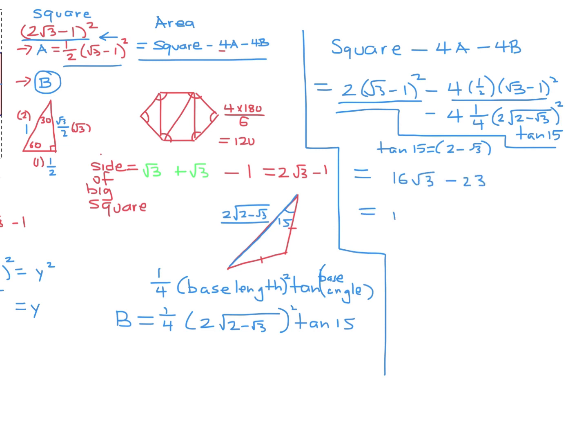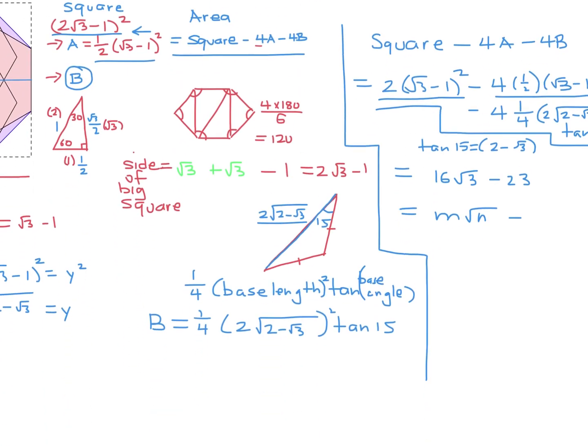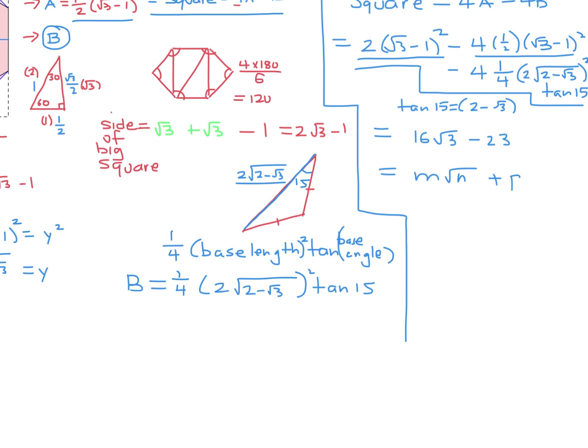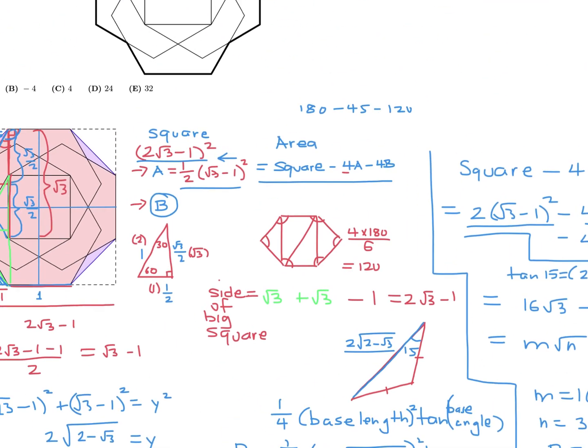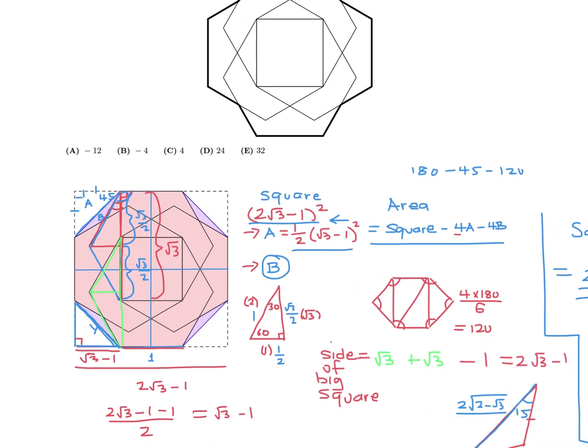Now they're saying that's equal to m root n plus p. Okay. So that means my m is 16, my n is 3, and my p is actually negative 23. So m plus n plus p would be 16 plus 3 minus 23, and that looks to me like -4. So -4 is the answer to this challenging question, and that would mean the answer is B.